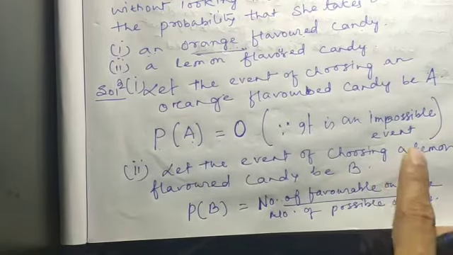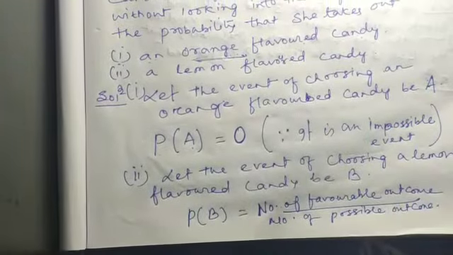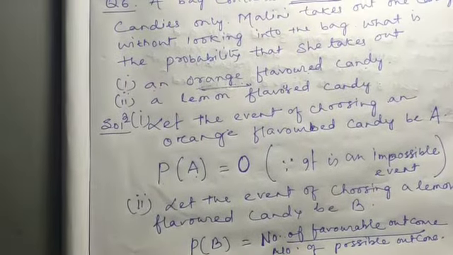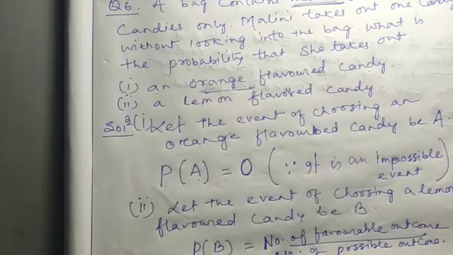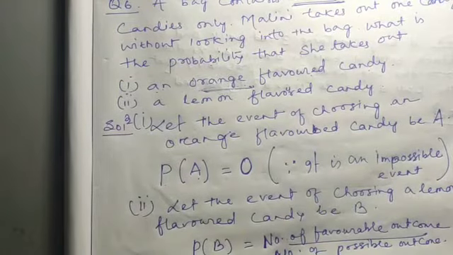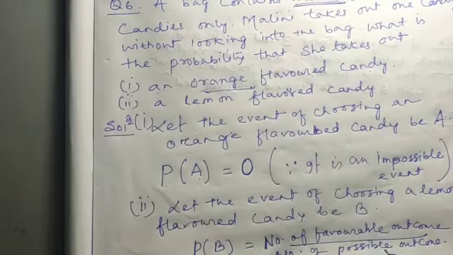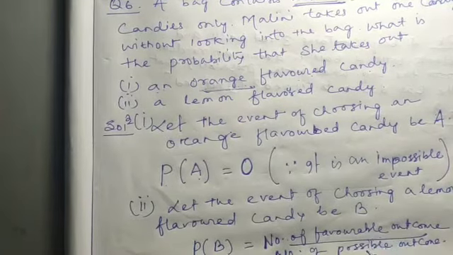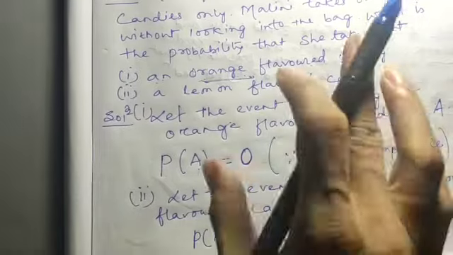So how many lemon flavored candies are there? That we don't know, but it is filled up with the bag. How much is there? That is there only lemon flavored candy only, right? And number of possible outcome, that means total number of candies. How much is there? That is also same because the bag is filled up with lemon flavored candies only. So what we can see, what we want and what is there, both the numbers are same.